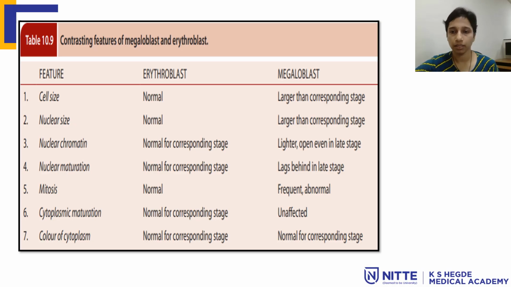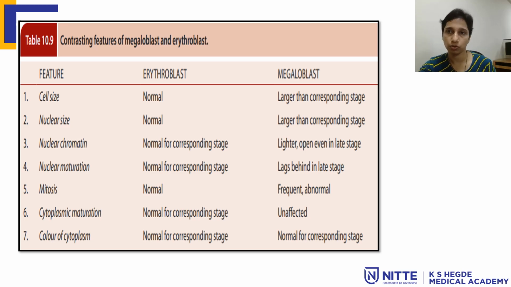When we examine the bone marrow smears or bone marrow biopsy, as I told, in megaloblastic anemia, the cells are larger in size, so they are called megaloblasts. So how do you differentiate whether it is a normal erythroblast or a megaloblast? That is mainly by examining these erythroid precursor cells. In a normal erythroblast, the size of the cell and the nucleus is normal, whereas in a megaloblast, the size of the nucleus is larger. How do you say that they are larger?